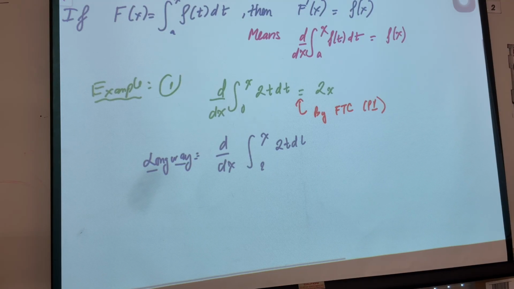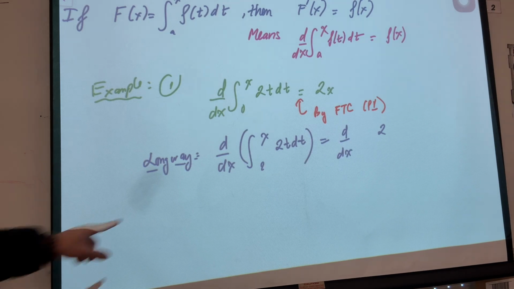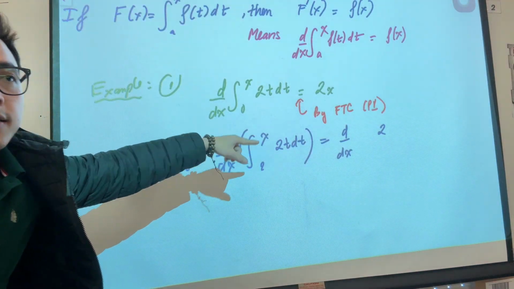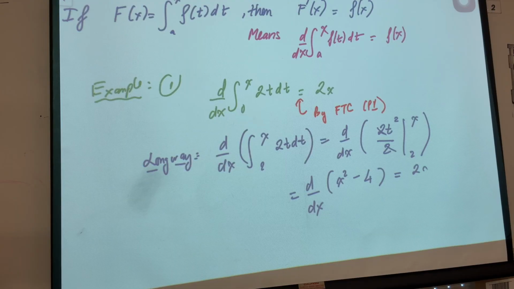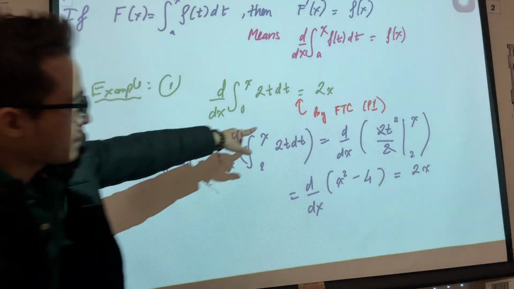What is the integral of 2t dt? It's 2t squared over 2, right? Everything from 2 to x, correct? Then you plug it in: x, you're gonna have 2x squared over 2. Oh, the 2 and 2 cancel out. So just x squared minus what? Minus 4, correct? And now you're taking the derivative. What is it equal to? 2x, right?